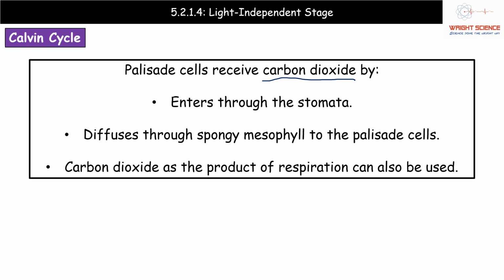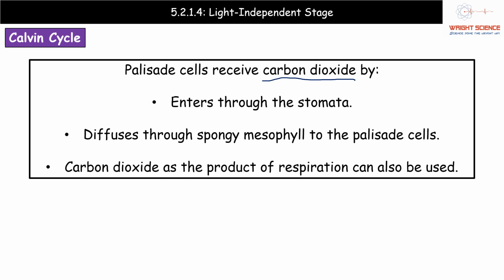Those palisade cells are going to receive the carbon dioxide, which enters through the stomata, those little pores, and it then diffuses through the spongy mesophyll until it reaches our palisade cells. So that's one way that we get carbon dioxide there. The second is that because we have respiration taking place, one of the products of respiration is carbon dioxide, and therefore we can also utilise that source of carbon dioxide. So two main sources: either diffusing through the stomata, through the spongy mesophyll to the palisade cells, or as a product of respiration.